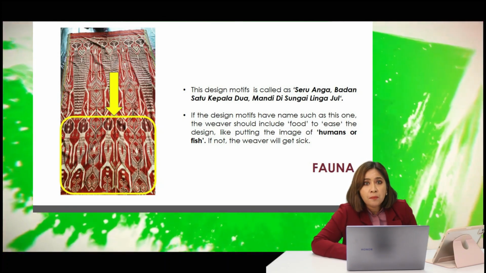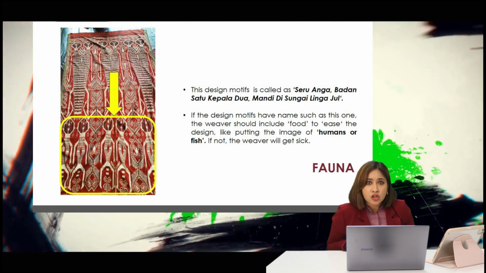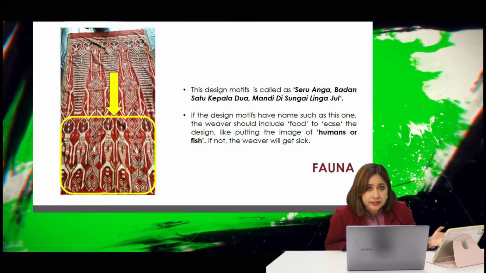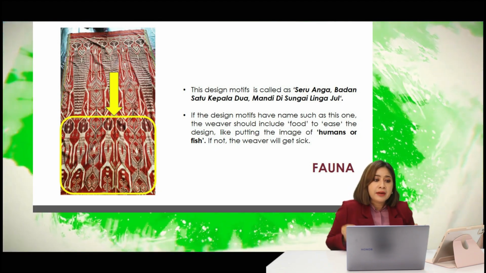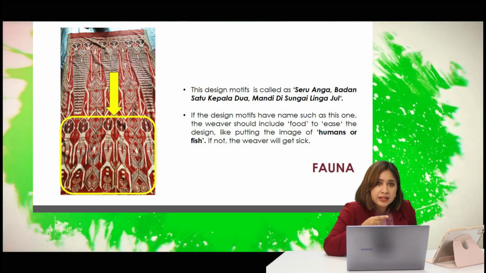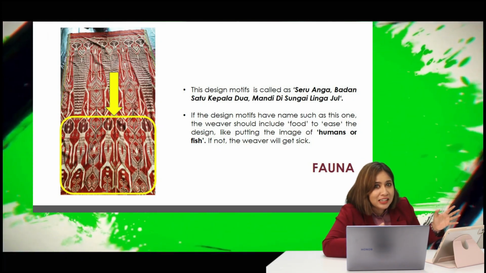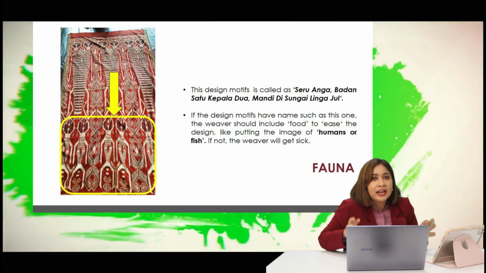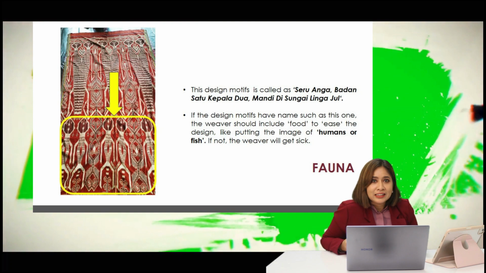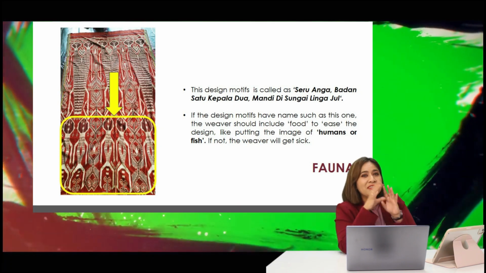The weaver operated on the belief that if the design motif incorporated names like this one, the complete set of the design should be presented by the weavers. Cuba tengok bahagian bawah kaki design kain Pua Kumbu ni. Kat bahagian bawah tu dia ada letak gambar manusia. Itu dipanggil makanan dia lah. Tak jadi makanan tak? Okay, so ini dia punya konsep lah.